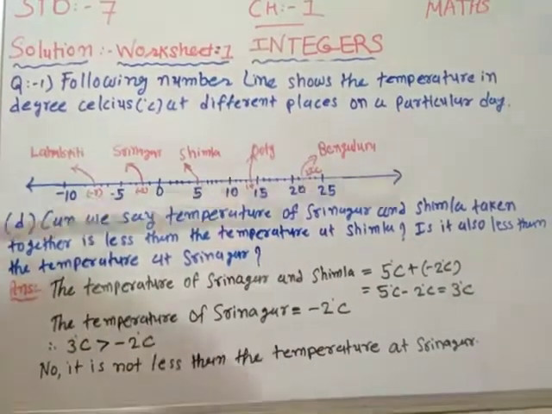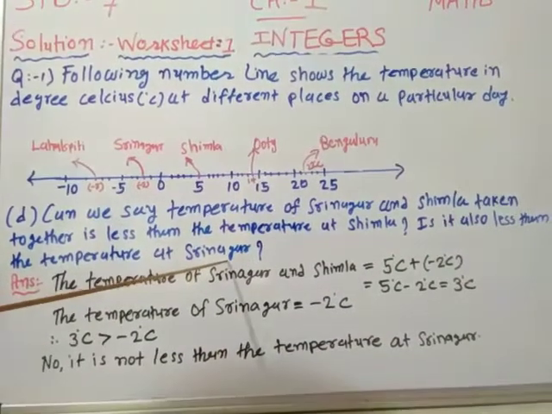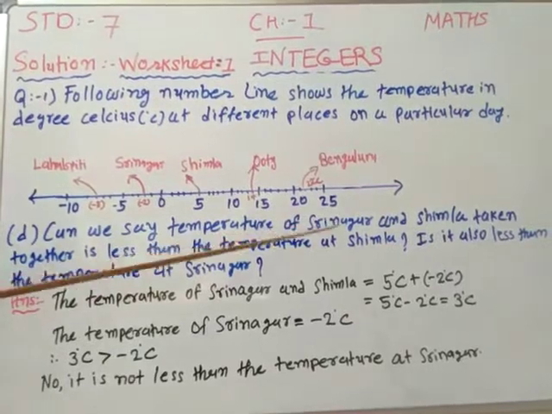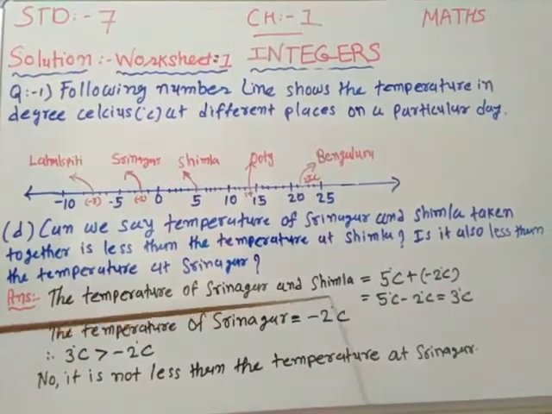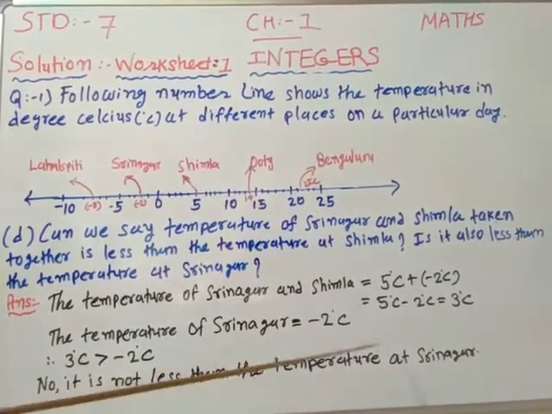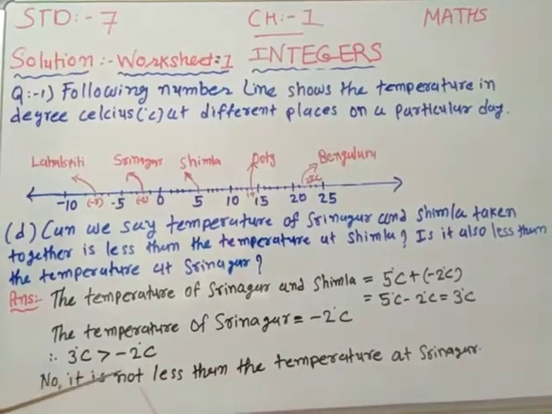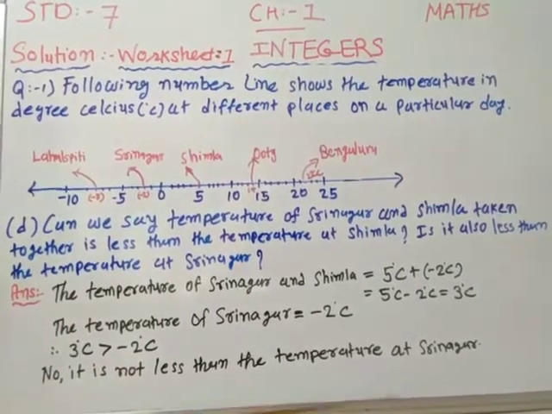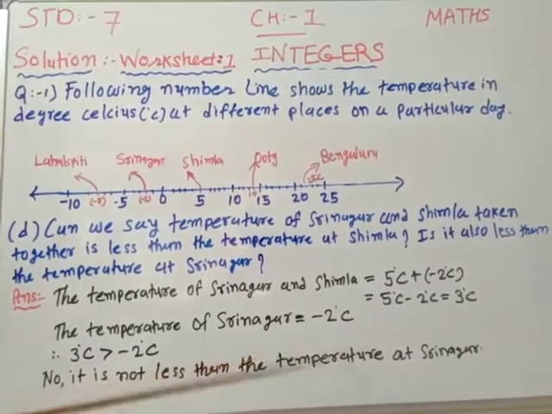Now the second question in this: is it also less than the temperature at Srinagar? It means we have to compare the temperature of Srinagar with the temperature of Shimla. We have already found the temperature of Shimla, that is 3 degrees Celsius, and the temperature of Srinagar is equal to minus 2 degrees Celsius. Now compare this: 3 degrees Celsius is greater than minus 2 degrees Celsius. No, it is not less than the temperature at Srinagar, because 3 degrees Celsius is greater than minus 2 degrees Celsius.